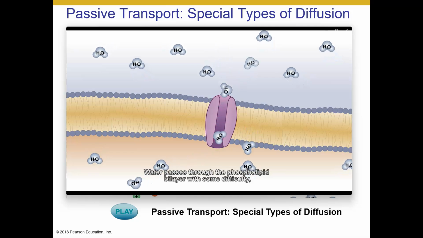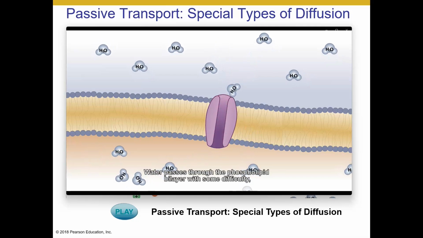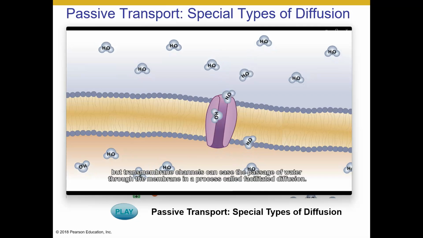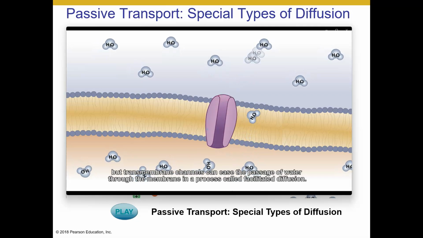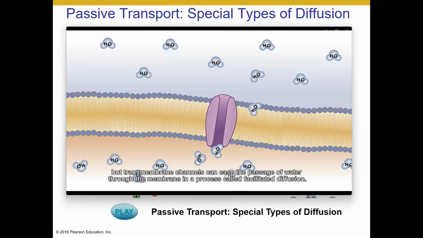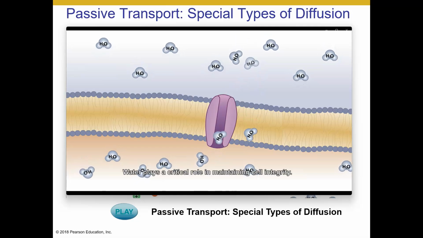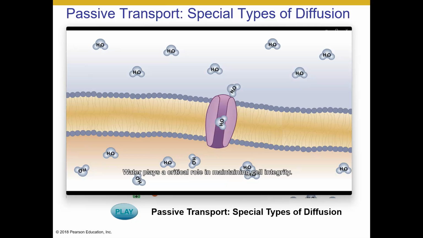Water passes through the phospholipid bilayer with some difficulty, but transmembrane channels can ease the passage of water through the membrane in a process called facilitated diffusion. Water plays a critical role in maintaining cell integrity.